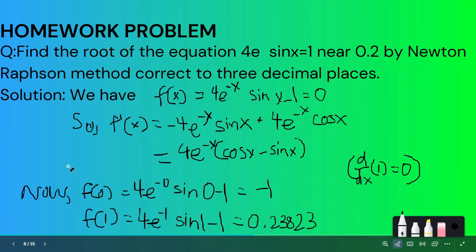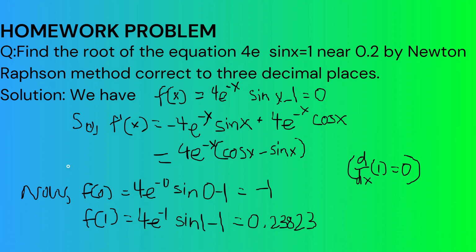Now for the homework problem, all of you please take note. Please try to get the final answer for this question: find the root of the equation 4 sin x equal to 1 near 0.2 by the Newton-Raphson method, correct to 3 decimal places. So the solution is here. Please take note.